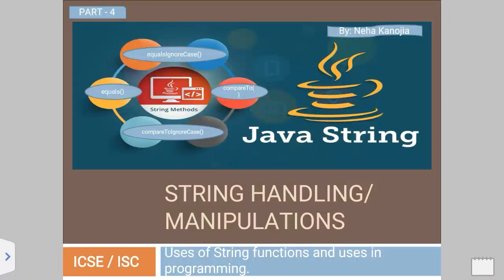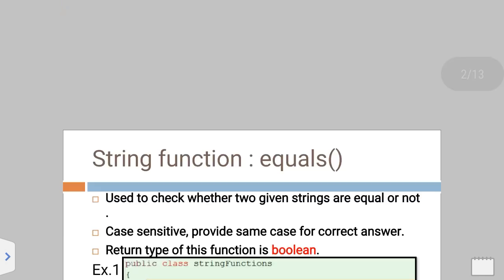Hello everyone, now I'm here with my next video that is for string manipulation only, with 4 functions I want to tell you in this video, and that is equals, equals ignore case, compare to, and compare to ignore case. Actually, why I had taken all 4 together, because directly or indirectly they are working in the same way. They are checking whether two strings are equal or not. How we are going to apply it, you have to see now.